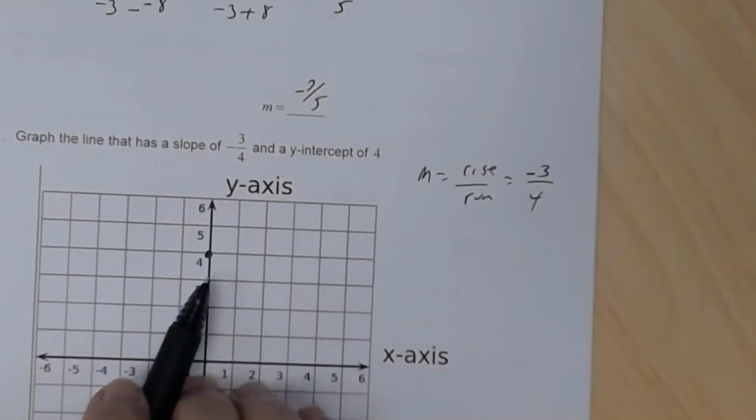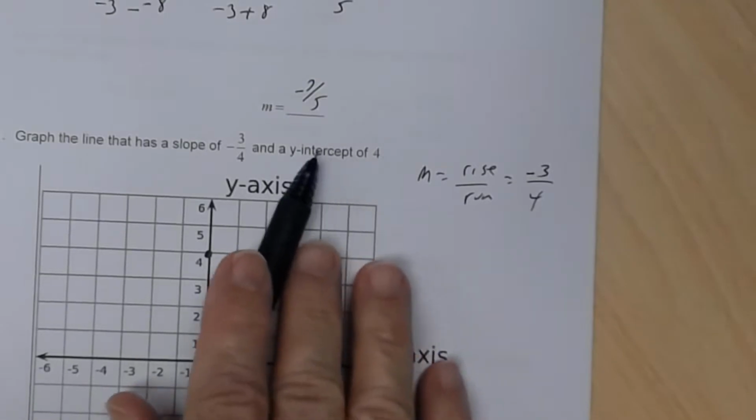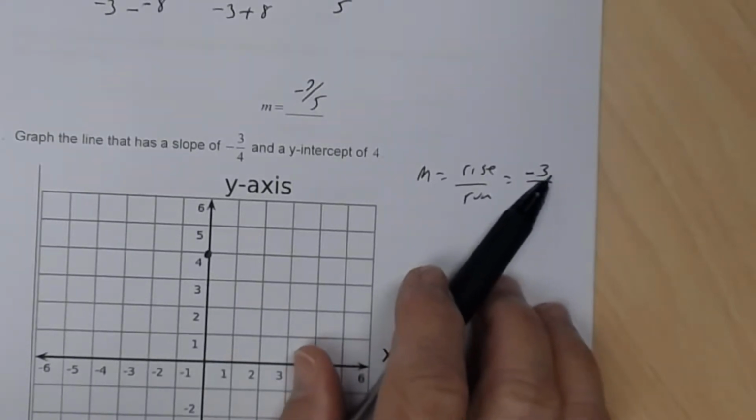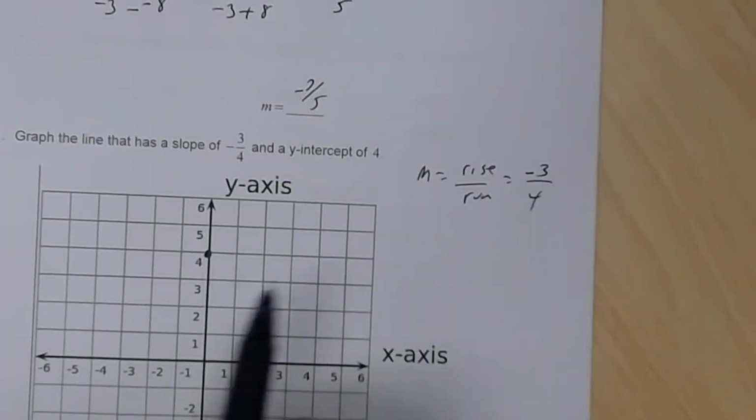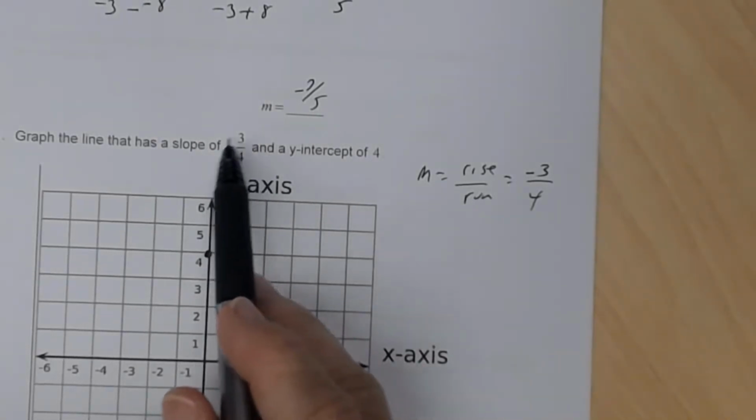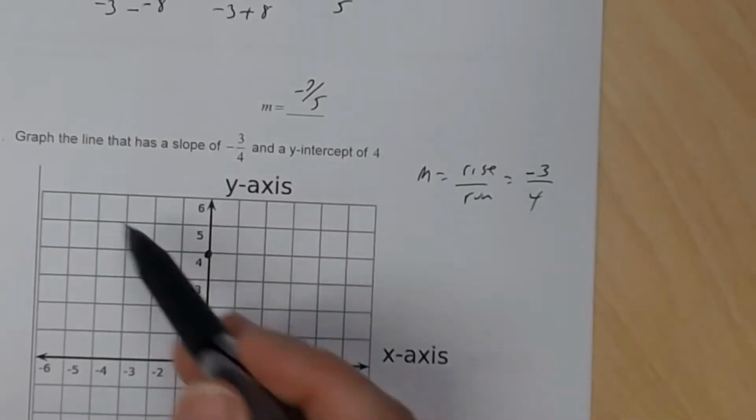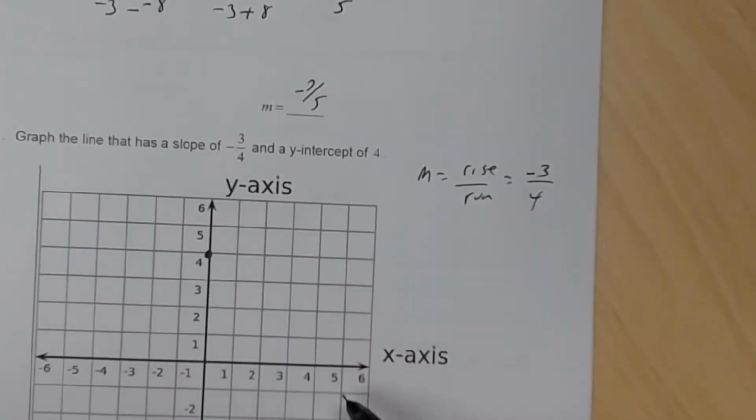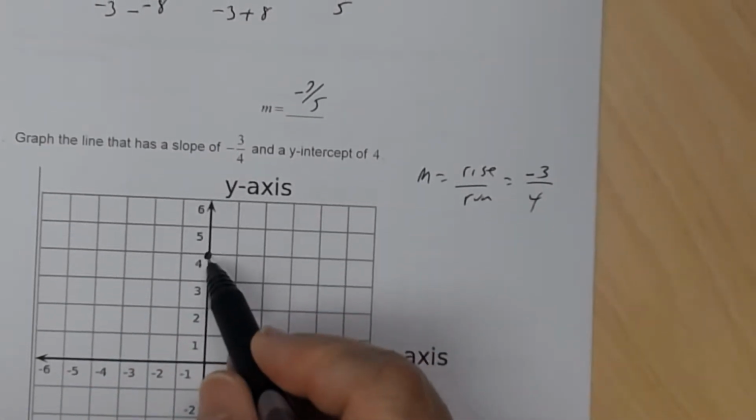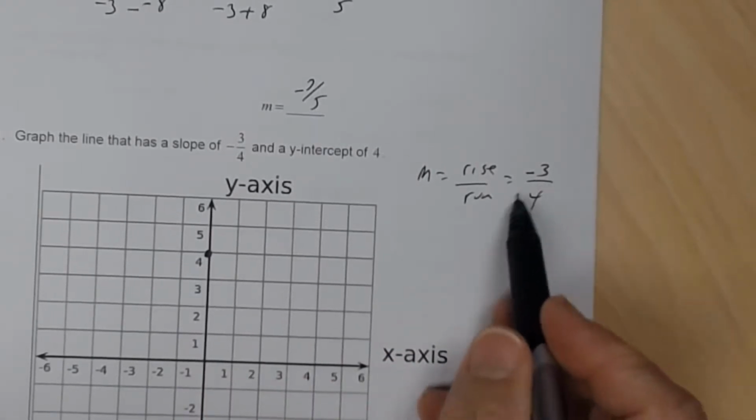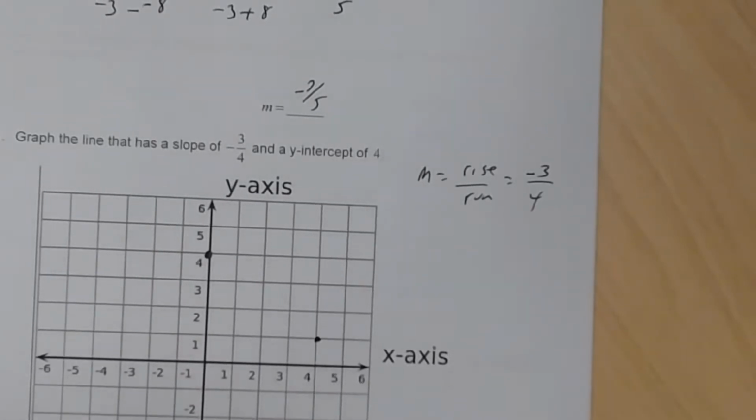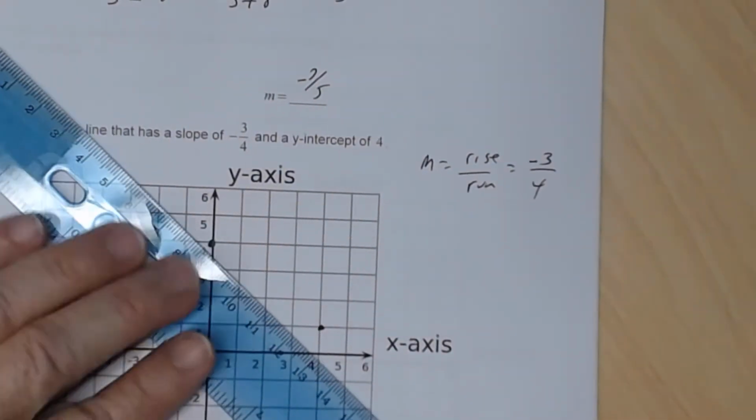So you always start at the point that's given. The point that's given is this y-intercept, so I'm going to start here. And so I'm going to go down 3 because my rise is negative. 1, 2, 3. Now also keep in mind that the slope is negative, so your line is falling. So it should do something like this, not this. That's a positive slope. This is a negative slope. So I go down 3, and then my run is a positive 4, so I'm going to go to the right 4. 1, 2, 3, 4, and so there's the other point. And so I just graph my line, and you're done.